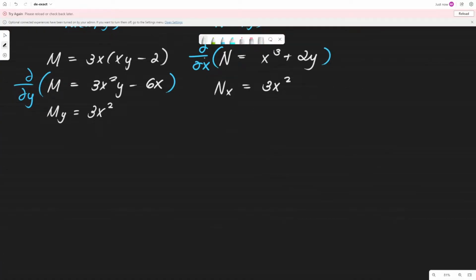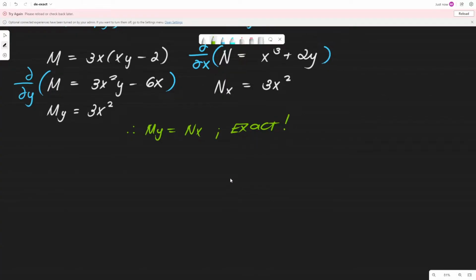Since M sub y is equal to N sub x, then the equation is exact. Meaning, we can proceed with the solution for exact equations. So okay, let us solve.